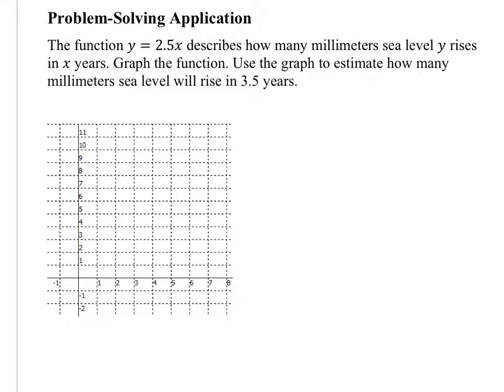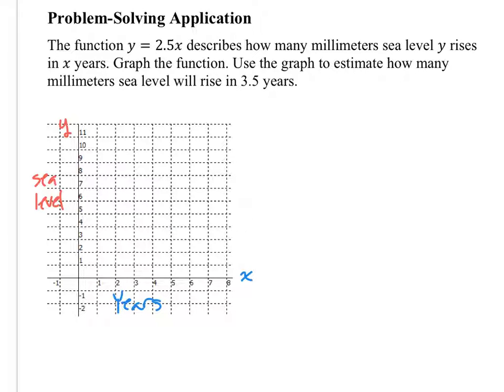So the function y equals 2.5x describes how many millimeters sea level y rises in x years. So they've told us that this is years right here, because this is our x-axis, and that sea level rises, so this is sea level here because this is our y-axis. You are to graph the function and use the graph to estimate how many millimeters sea level will rise in 3.5 years. We could plug 3.5 into 2.5 times x, or we could just graph.